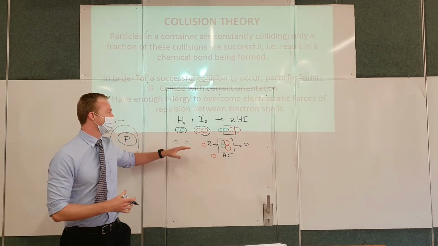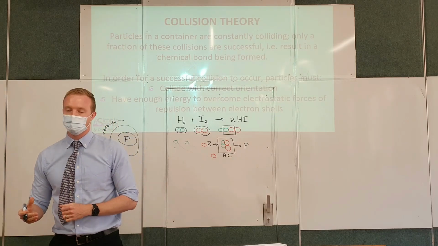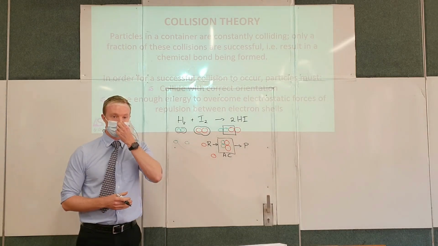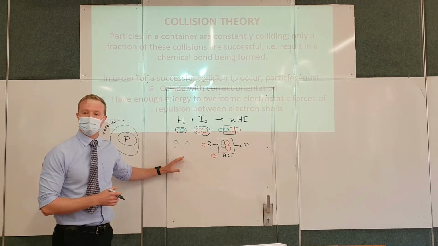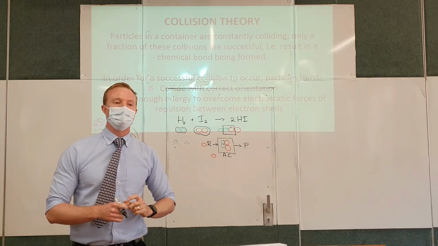This entire section is based on how we can change the way in which these particles collide with each other to affect the speed at which this reaction happens. Once you understand this, you can already start to see that there are a couple of ways in which you can make this happen a bit easier.